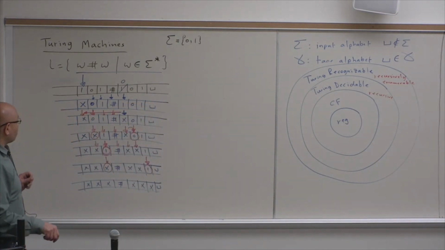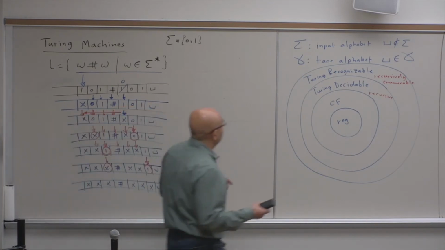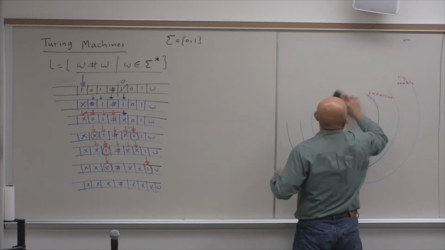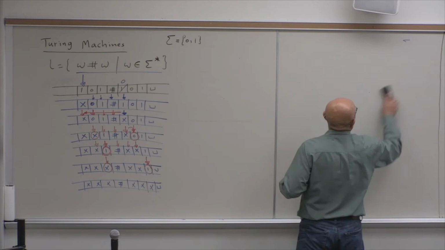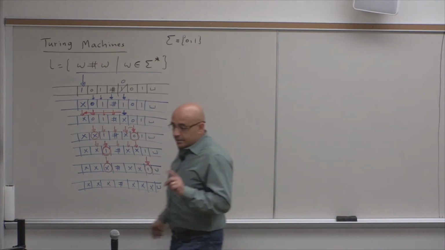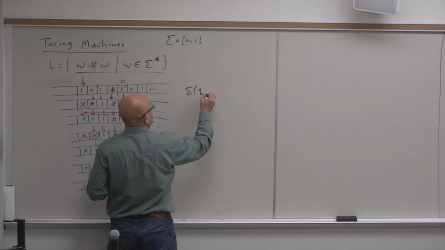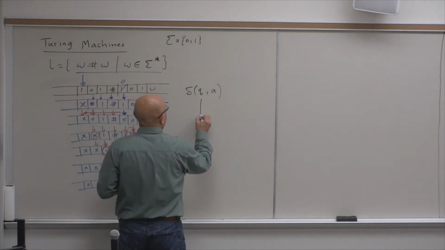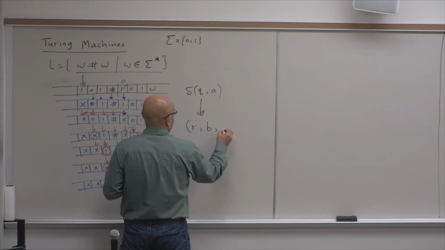Now let's look more closely into the transition function for a Turing machine. So a transition function for a Turing machine, delta, is going to take a state and a symbol, and it's going to go to a state, another symbol, and a left or right.